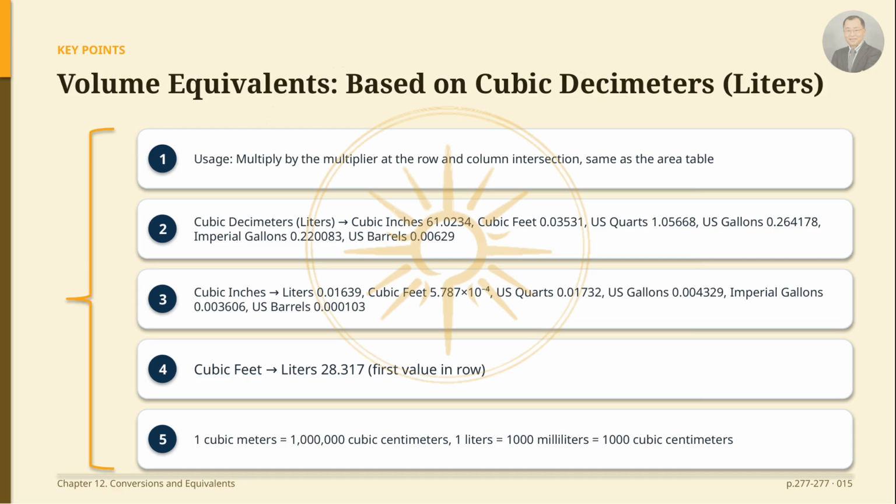This slide is a volume conversion table based on cubic decimeters or liters. Similar to the area table we looked at previously, it works by applying the multiplier at the intersection of the row and column to convert units. For example, multiplying 1 liter by 61.0234 gives you cubic inches, and conversely, you can convert to liters using 28.317, which is the first value in the cubic feet row. The remaining figures are organized so that engineers can refer to them directly in practice. So please verify the starting and target units and apply the correct multiplier.